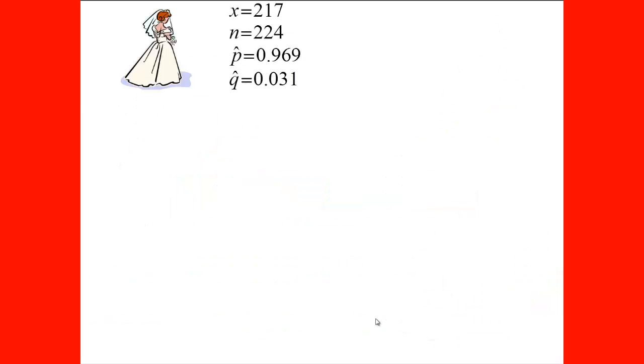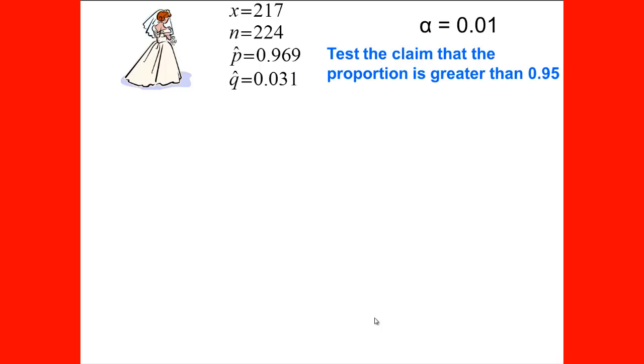Again, our vital statistics there, and our alpha, and you can go back and read the problem to verify that, is 0.01, and we're testing the claim that the proportion is greater than 0.95. Now we're ready to proceed with the hypothesis testing.